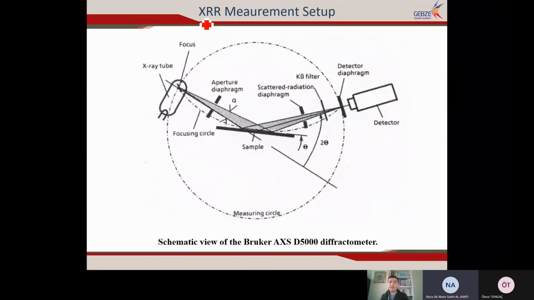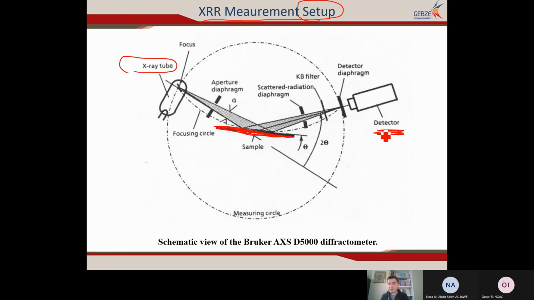Okay, what about the X-ray reflectivity measurement setup? So the setup is exactly the same as the X-ray diffraction setup. So if you have an X-ray diffraction instrument in your laboratory, you can also carry out X-ray reflectivity experiments. Of course, you need a very precise, very nice goniometer. Here, there is an X-ray tube, okay, on the left side, and these are the optics. This is the sample here. Okay, the sample is located here, and here we have an X-ray detector. The detector is waiting here, so these are also optics.